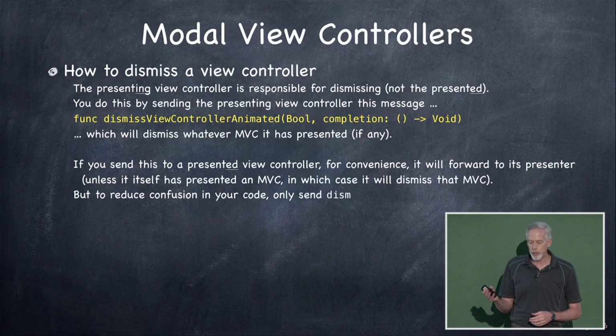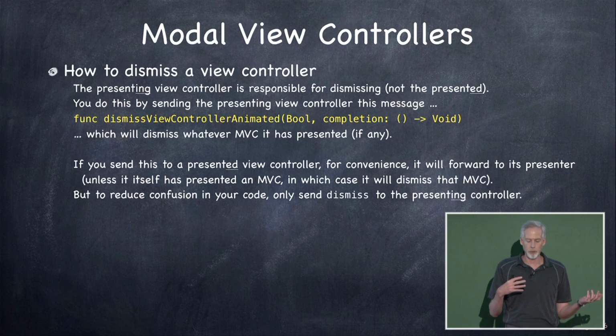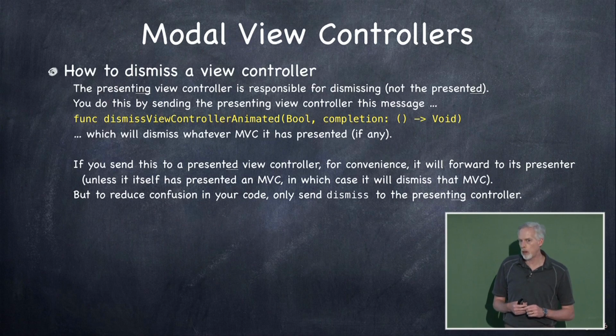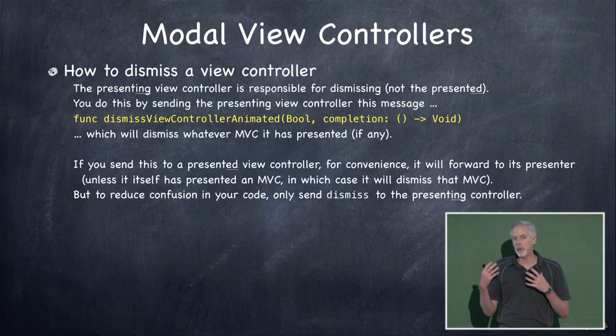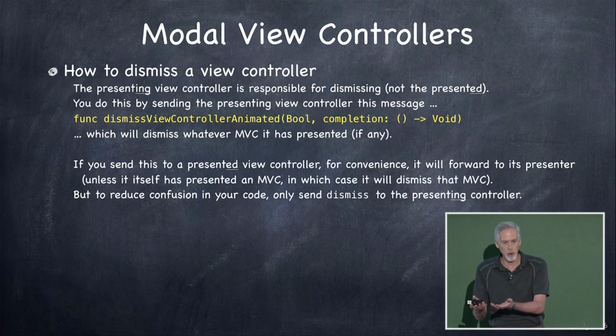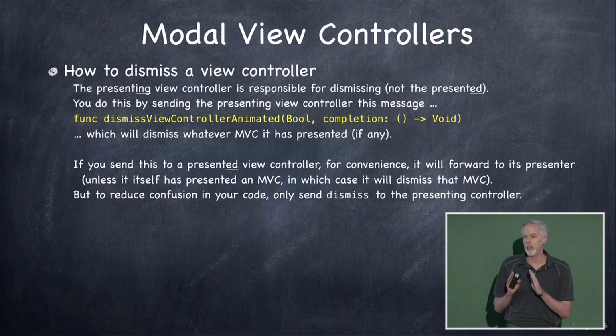Now, in the old days, people used to send it to the presented. The API was a little bit different, okay? And they would send it to the presented view controller, the one that's actually up, and that's wrong. For backwards compatibility, if you sent it to the presented one and the presented one had not presented another one, then it would dismiss it. But don't write your code to depend on that kind of backwards compatibility mode. When you want to dismiss it, you send it to the presenting.